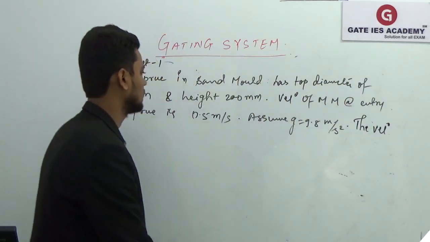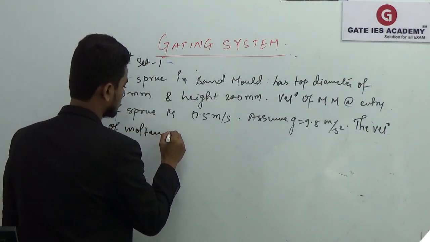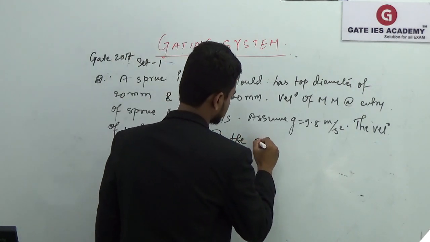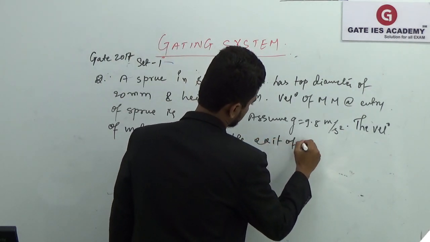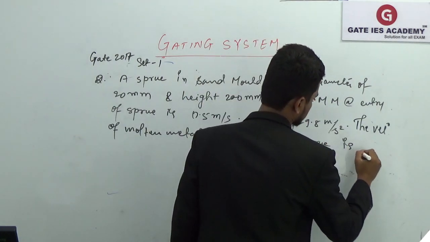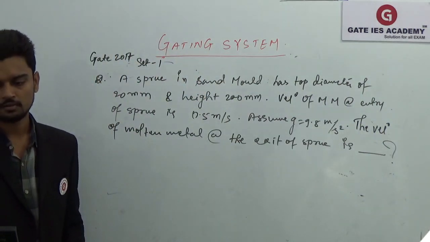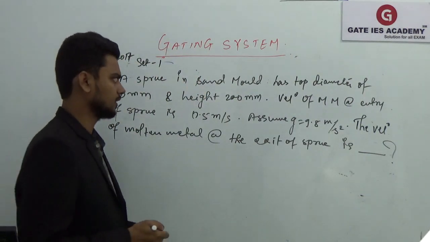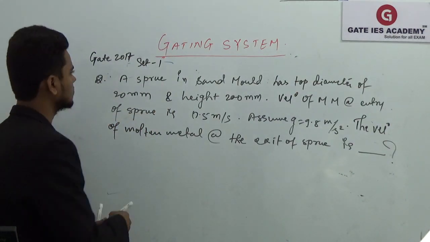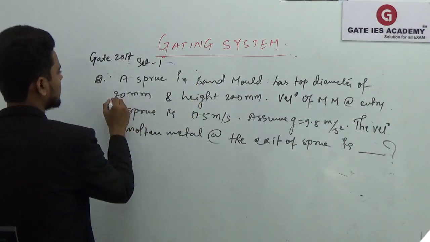So we have to find the velocity of molten metal at the exit of the sprue. We have to find it out. So it is given as a sprue in a sand mold that has a top diameter of 20 mm.